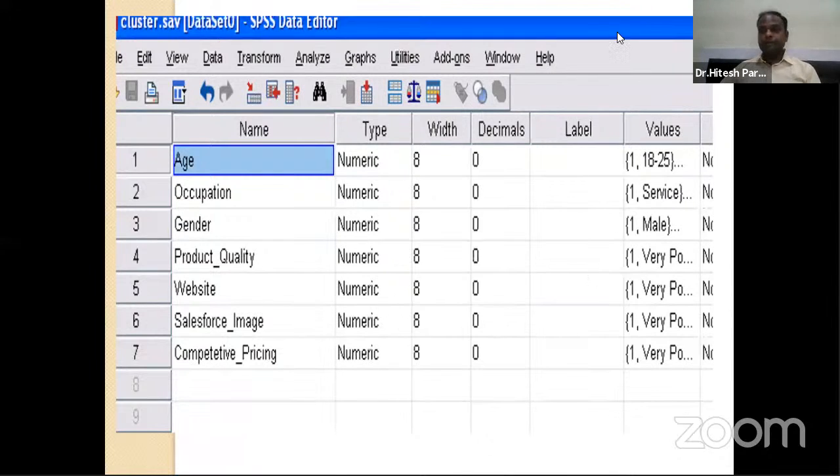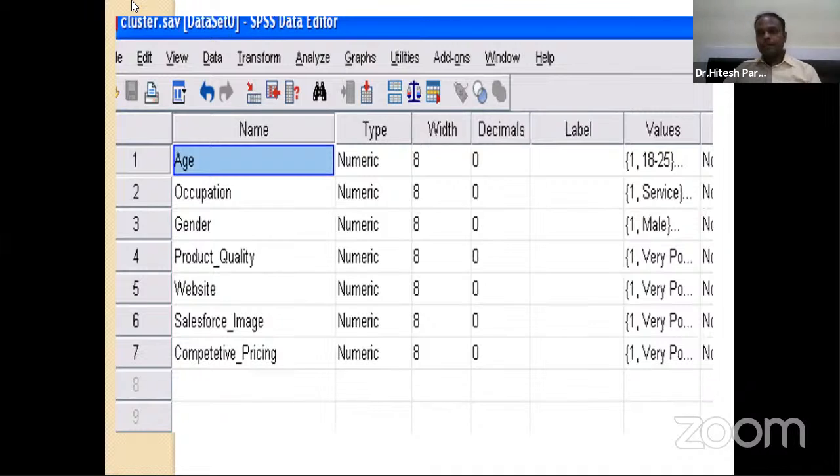So let us understand our variables first of all. We have age, occupation, and gender. These three variables are our demographic profile. Then product quality, website, sales force image, and competitive pricing. These are the four variables. They are measured on a 5-point scale.